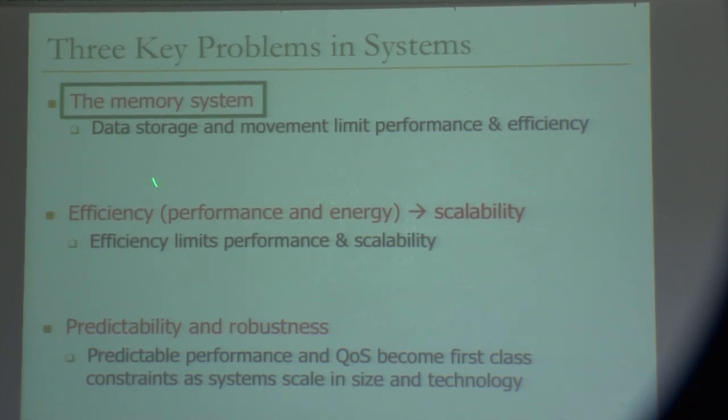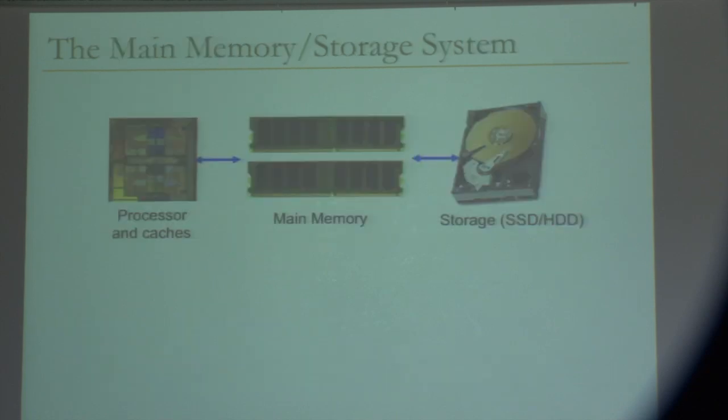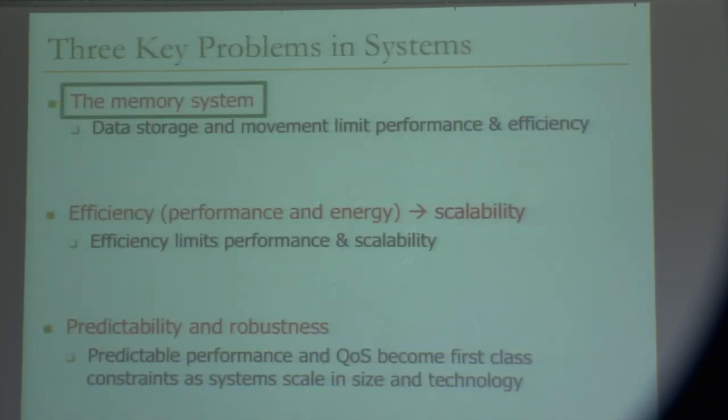But within the memory system, efficiency and predictability and robustness are very important also. So these three things are actually coupled with each other. They're not isolated. It's very hard to draw boundaries between them. Okay. There may be other problems too, but these are the ones that I see as very, very fundamental. I guess you could add programmability to this also.